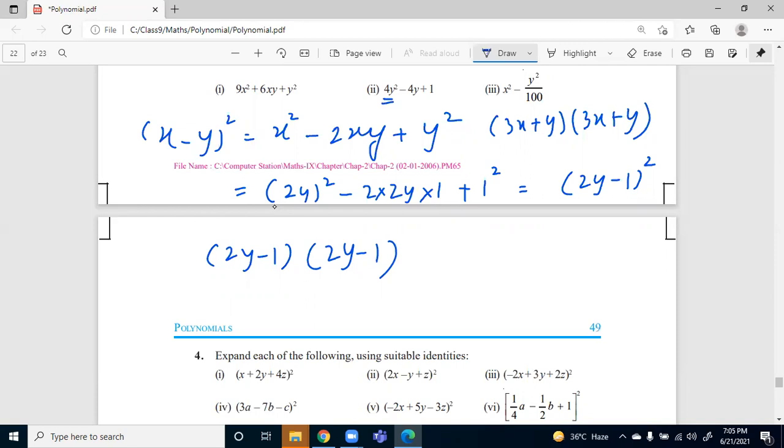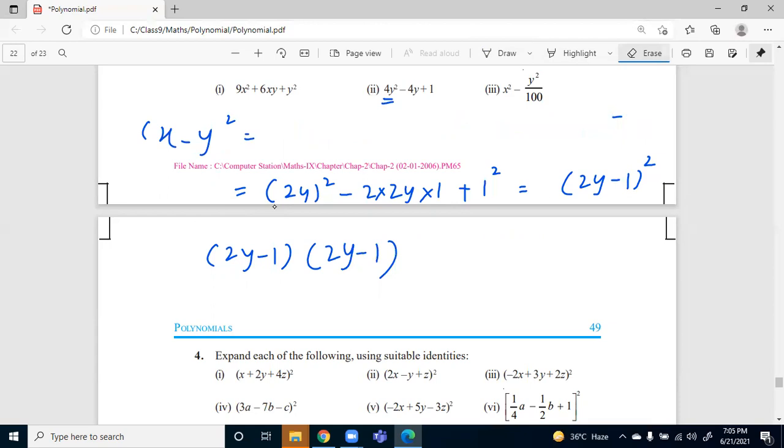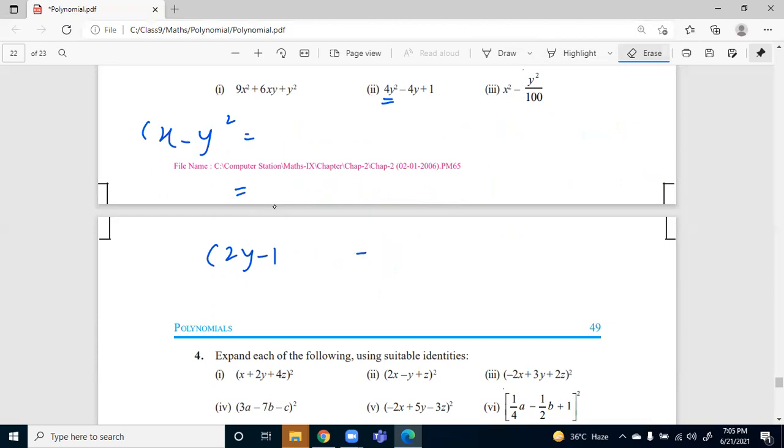Okay, so let's move to the third part. You can see there are two terms in the third part. Two terms indicate there is only one identity which has two terms. And what is that identity which has only two terms involved? That identity, Ma'am, is a square minus b square. Yes, you are correct, or you can say x square minus y square. So it is (x minus y) in one bracket and (x plus y) in another bracket.